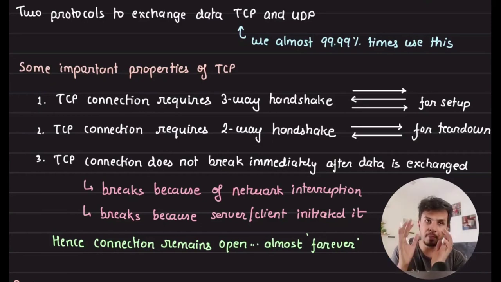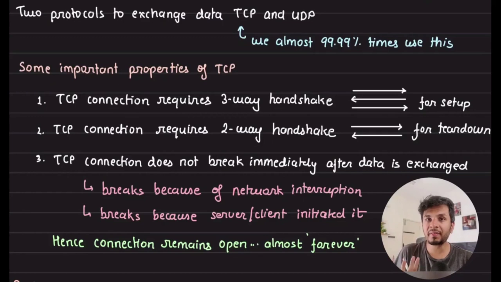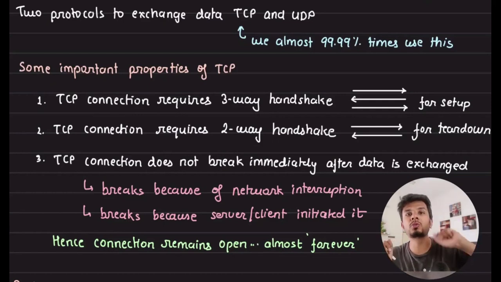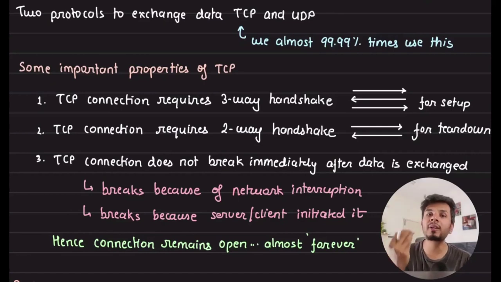So here are some important properties that you definitely need to know about TCP. We will not go very deep into TCP, but something that you really need to know about TCP are: number one, the TCP connection requires a three-way handshake for setup, which means that whenever your client needs to tell the server to do something, and if there is no connection established between the two, this connection is established with a three-way handshake. When I say three-way handshake, it means your client sends something, the server acknowledges it, and then the client sends a confirmation, right? This is a protocol specification.